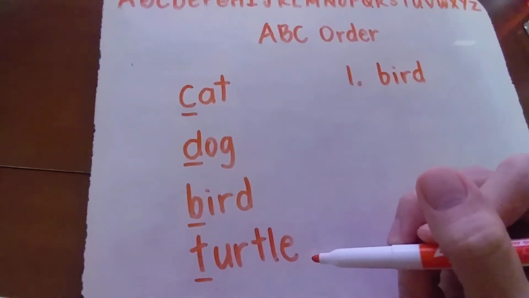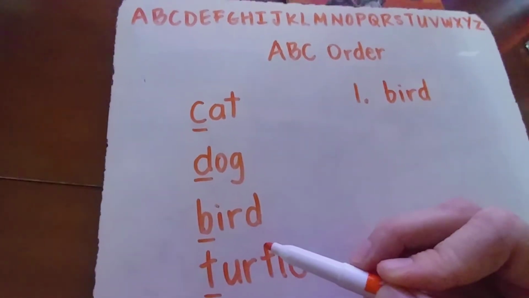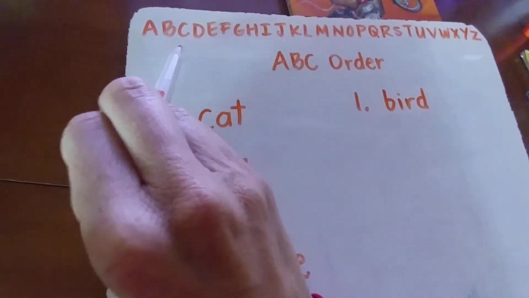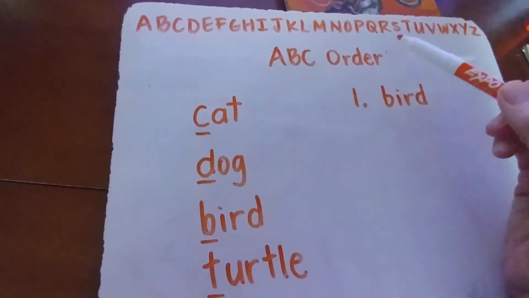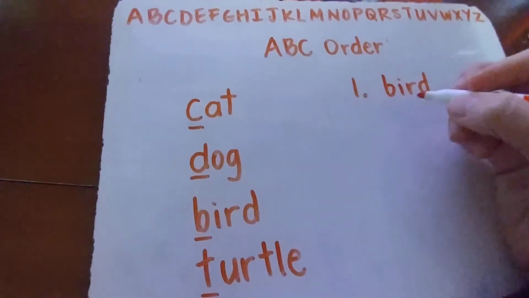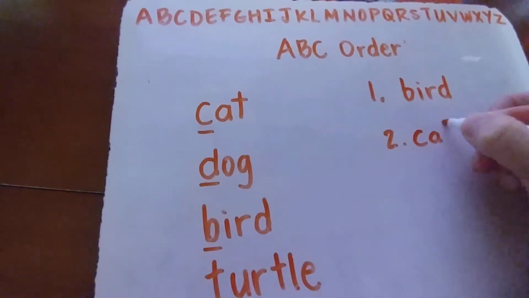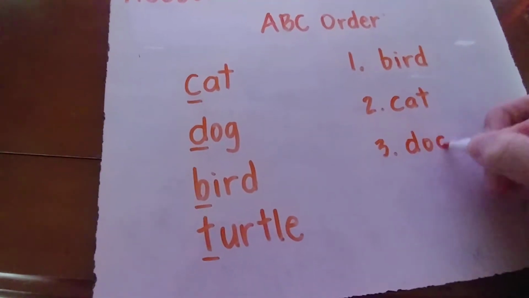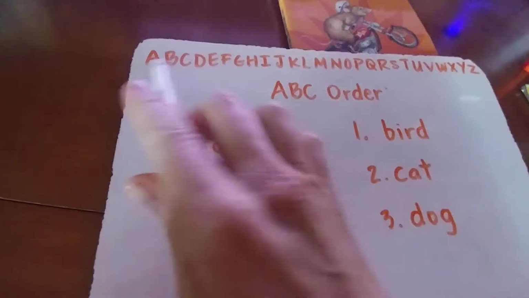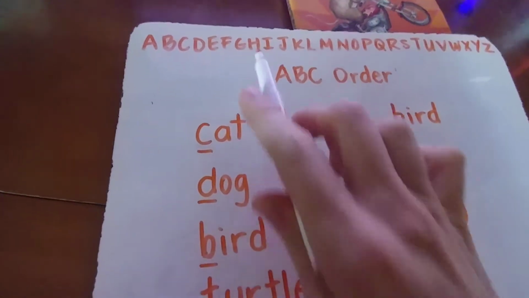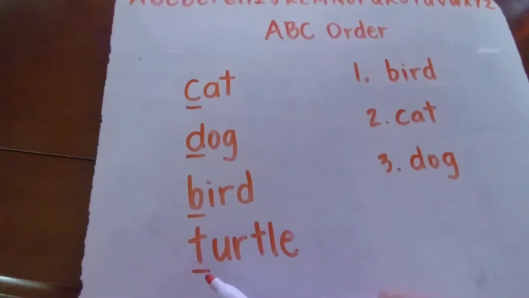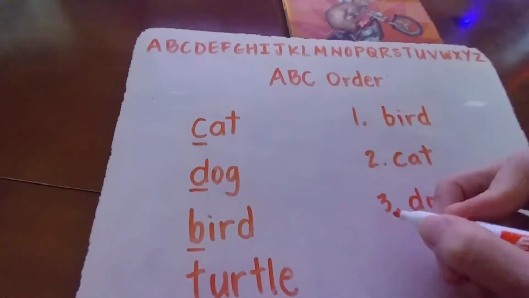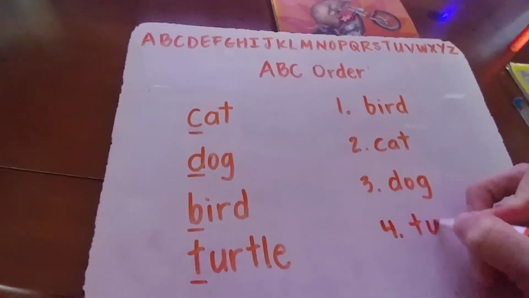Now, what would come next? I've got either cat, dog, or turtle. I see that the letter C comes first in the alphabet before a D or before a T, which is way over here. So cat is going to be next, word number 2. And then dog, because D comes after C. And in order doesn't mean it has to be A, B, C, D, E, F, G, like every single letter. You just look and say, well, T comes after B, C, and D in the alphabet. It's way over here. So that means turtle is going to be the 4th word.